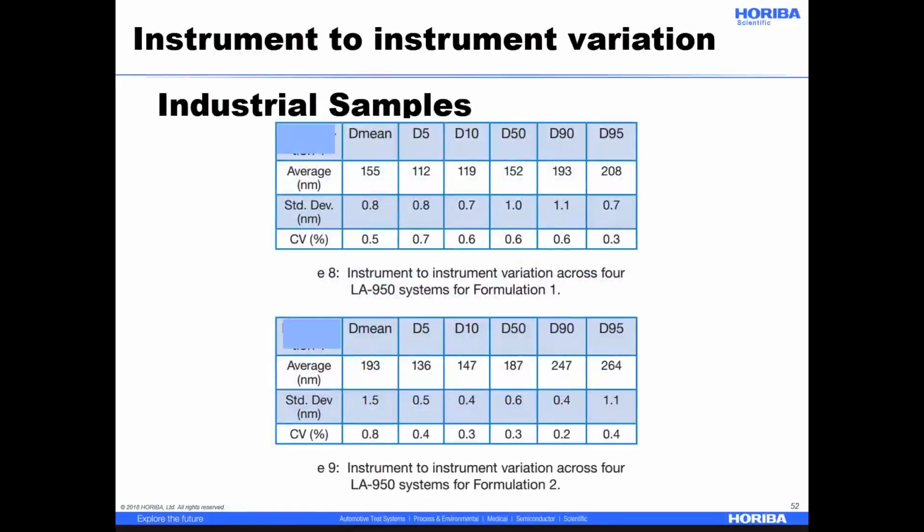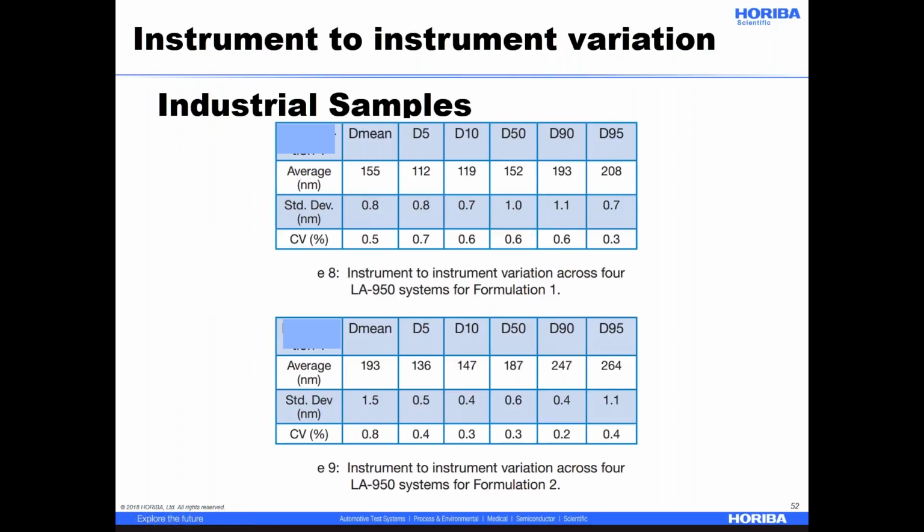Well, not just us that does these things. So these are 4 systems for industrial formulation. Our customer looked at mean size, D10, D50, D90, D95, and I have standard deviation and coefficients of variation. So the mean size across 4 different systems, 4 different labs: 0.5% on D50, 0.6% on D5, 0.7%.